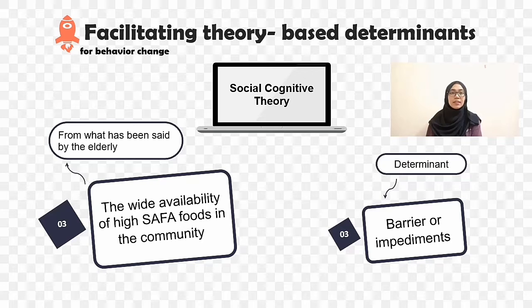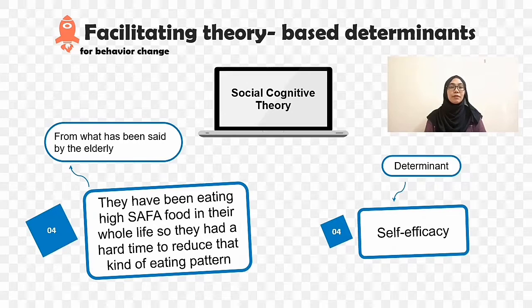Next, for the facilitating theory-based determinants, our group chose to use social cognitive theory for the third behavior of concern, which is the wide availability of high saturated fat food in the community. The determinant for this behavior is barriers or impediments. For the fourth behavior of concern, which is the high saturated fat eating pattern, the elderly have been eating high saturated fat food their whole life, so they have a hard time reducing that eating pattern. The determinant for this behavior is self-efficacy. That's all from me. I'm going to pass to the next member.